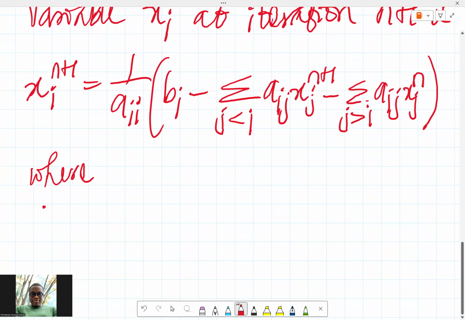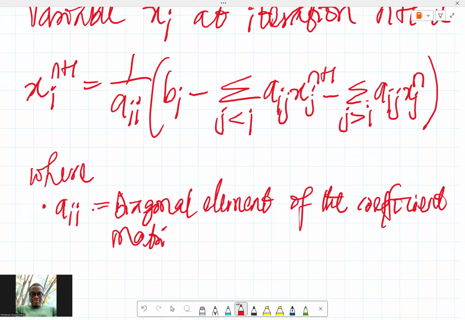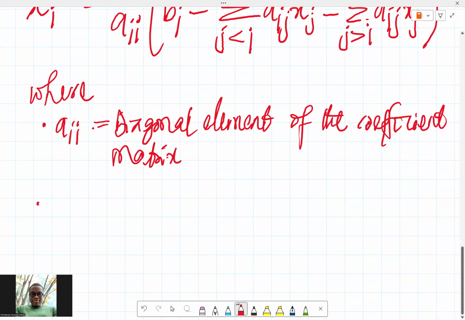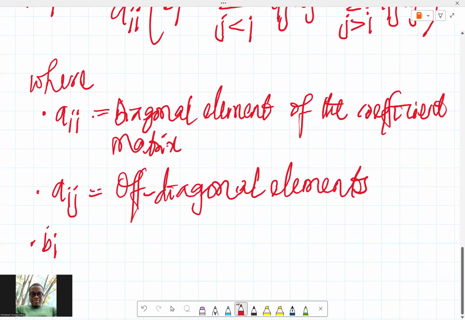Where, again, a_ii is the diagonal element of the coefficient matrix. So that's what you have outside of the bracket, like we did under Jacobi. Then you have a_ij. As usual, they are the off-diagonal elements. Then you have the b_i's, of course, that's the right-hand side, the constants. So these are the constant terms.